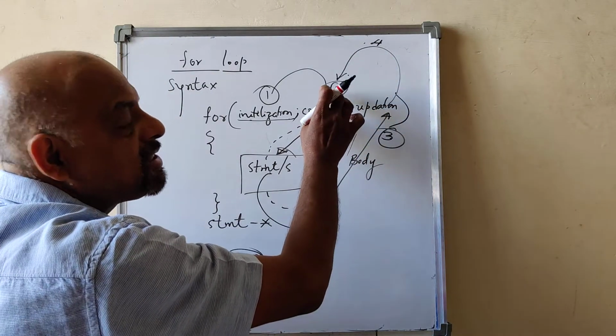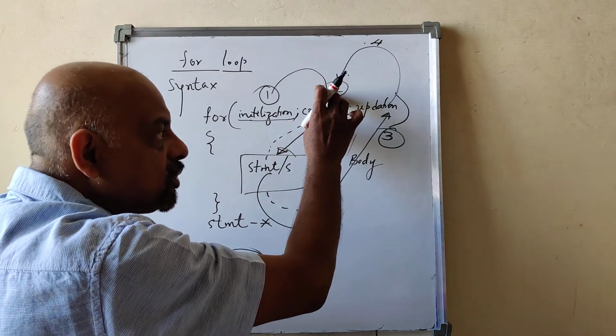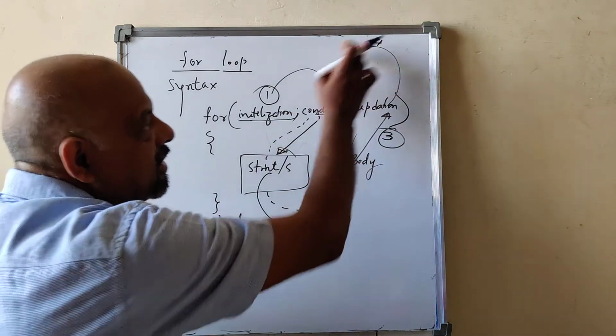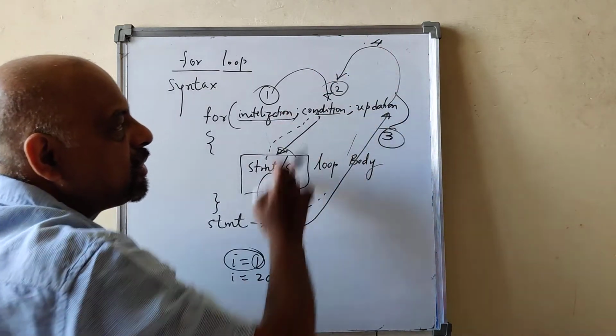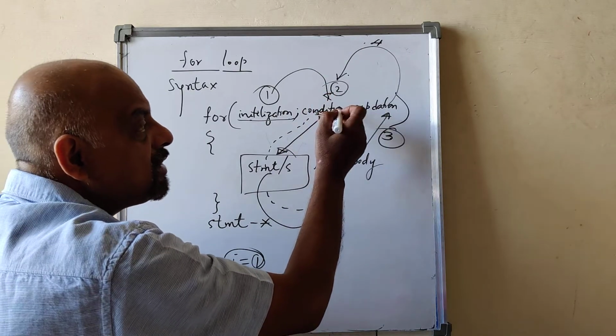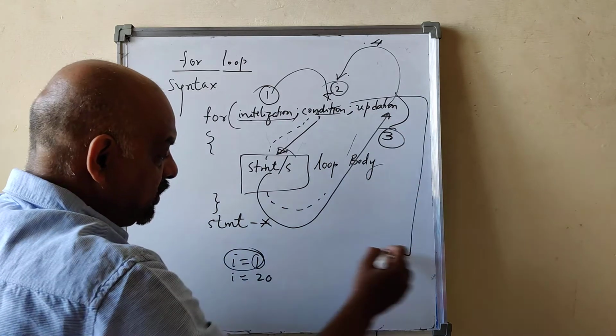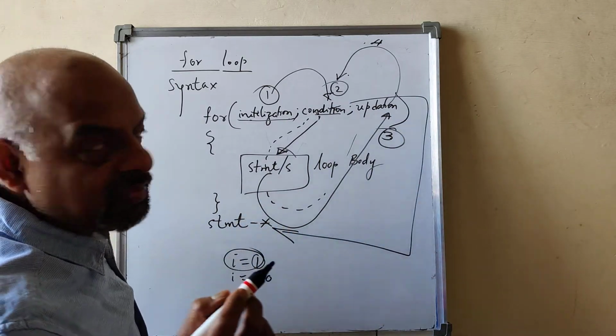Once this is done, the loop control variable will be updated, either increment or decrement. Again the condition is checked. If it is true, again you are executing the statements, and this is looping. You are inside the loop as long as this condition is true. Once this condition is false, automatically control transfers to statement X.